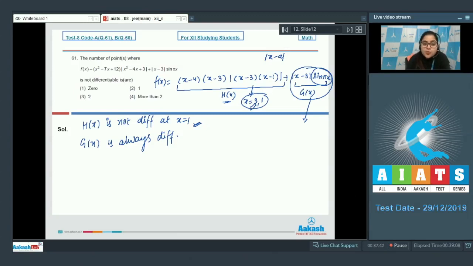So the question is asking the number of points. So the number of points is only 1. So option number 2 is your correct answer. I hope you understand this question very well. Now move on to the next question.